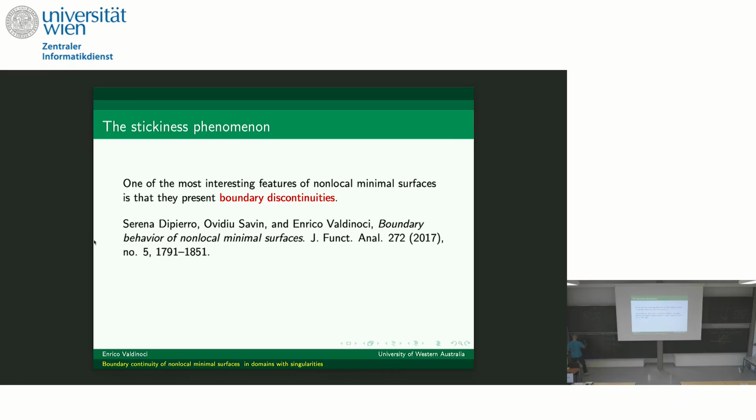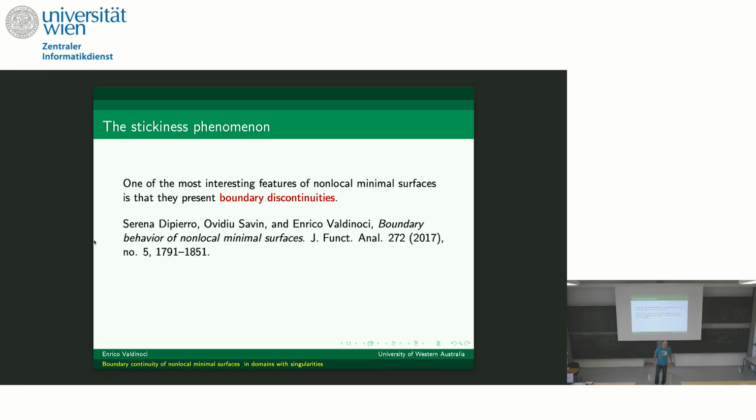So this is a phenomenon that we call stickiness, for which you will see a visual representation in a second. Again, I will try to give a heuristic pictorial motivation, then the proof is much harder. But before trying to prove it, you have to guess that this is true, right? And coming from that kind of intuition, our first guess was that non-local minimal surfaces were regular.